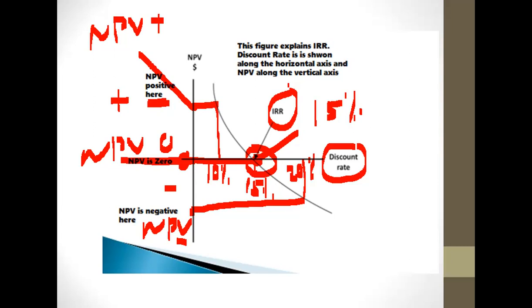So please understand, internal rate of return is that interest rate which makes NPV, net present value, equal to 0.